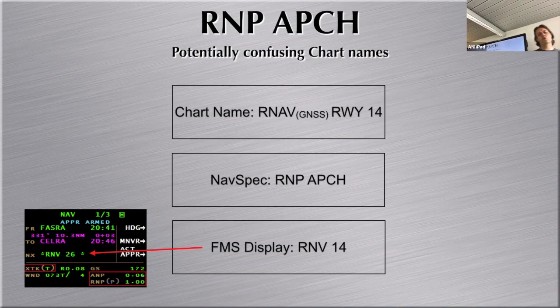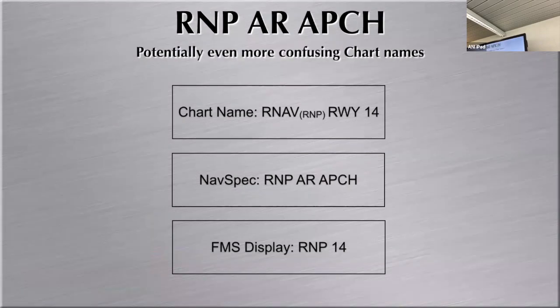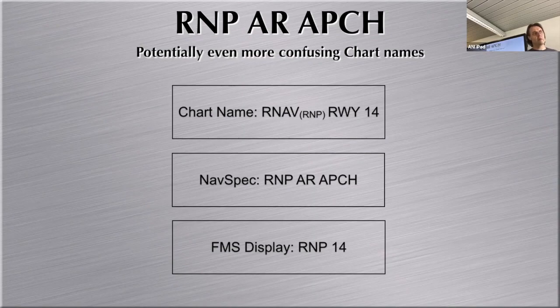So the pilot has a chart that says RNAV GNSS runway 14. He's trying to find that in the FMS. This one says RNV 14, and he was sometimes in the training told that this is an RNP approach. Now, if this is not confusing, what is then, right? RNP AR, even worse. RNP AR, chart name, RNAV, brackets, RNP, runway 14, which is in itself now in the new concept a total contradiction because either something is RNAV or is RNP. And the nav spec is RNP AR approach.